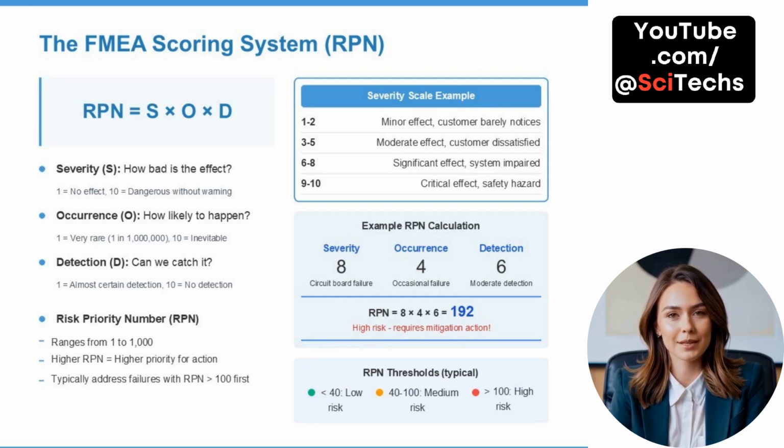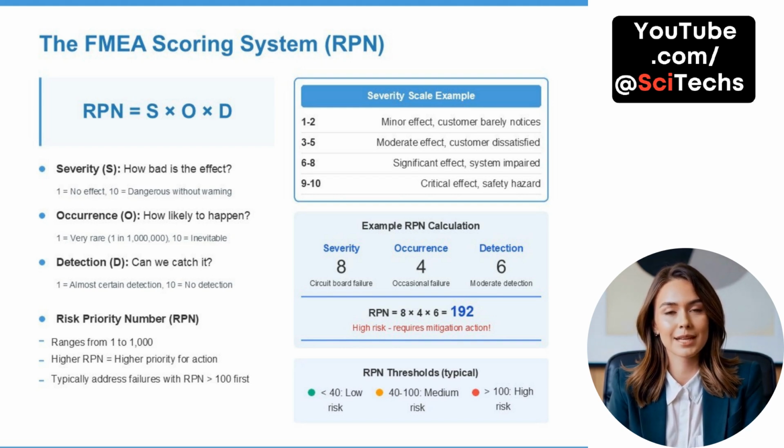For example, if a circuit board failure scores 8 in severity, 4 in occurrence, and 6 in detection, the RPN is 192, definitely a red flag that requires intervention.